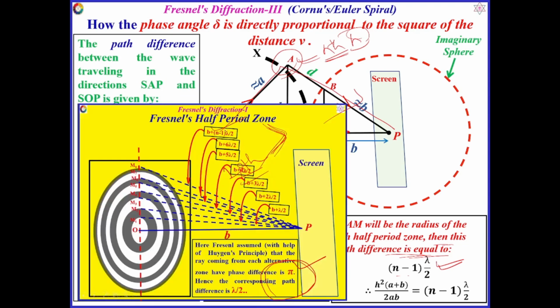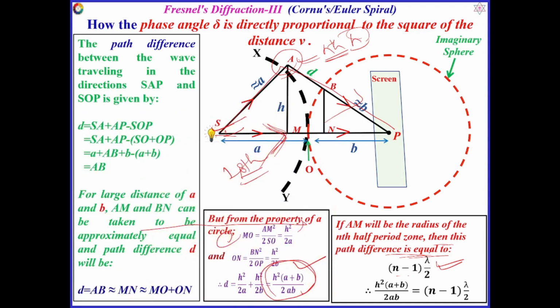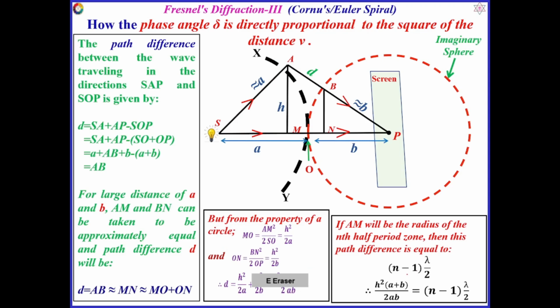For the first half period zone, this distance is b, and for the nth half period zone, the path difference is (n minus 1) lambda by 2. The same thing we wrote over here. So the path difference we found is equal to h square into (a plus b) by 2ab, equal to (n minus 1) lambda by 2.